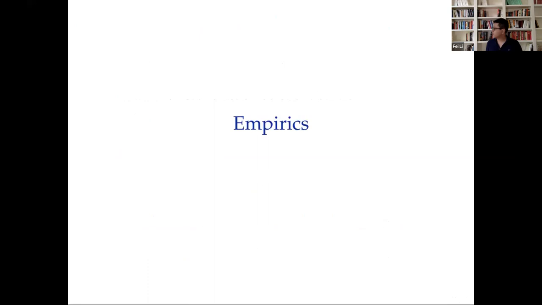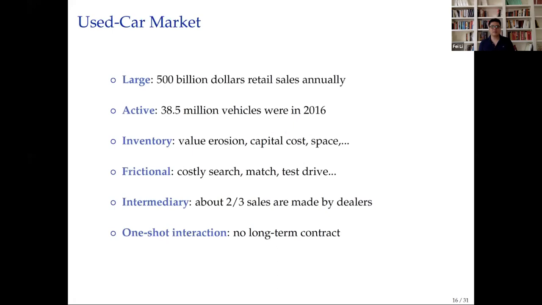So I want to briefly talk about data. It's very difficult to find good data to test this theory because in most of the data you don't have sellers' inventory. So we have this used car market data. The used car market is important. Inventory is important. It's frictional.